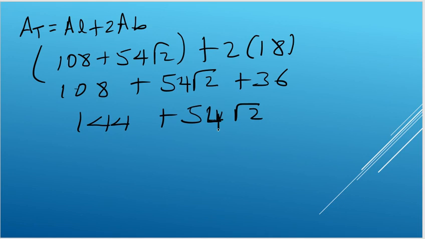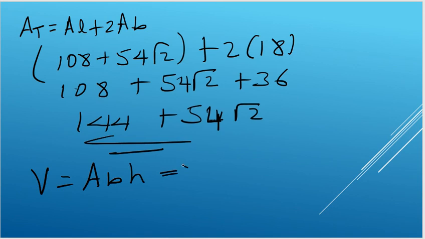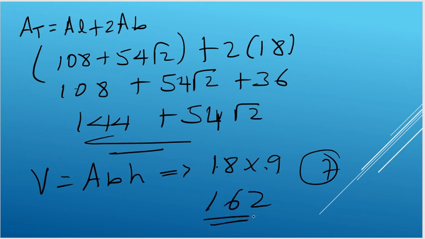This one is 54 radical 2. This is going to be the area total. But what is left now? Volume. The volume is area base times height again. The area base is 18, then multiply by 9, because the height is 9, we said already. So 9 times 8 will be 72, we have 7, and 9 times 1 will be 9, plus 7 will be 16, 162 units square.